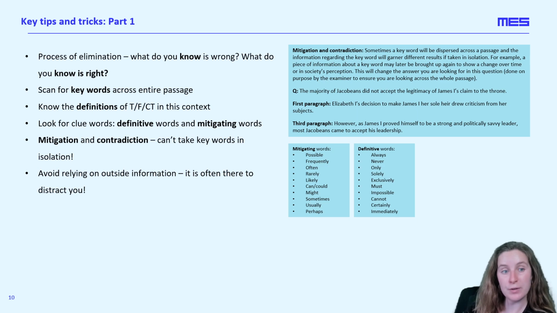You also want to avoid relying on outside information. It is often there to distract you. Oftentimes the passages are made to be interesting and topical, so that you are distracted by not only how much you have to do in this section, but also by the contents of the passage, and you waste time reading the passage rather than going straight into the text and the questions themselves.